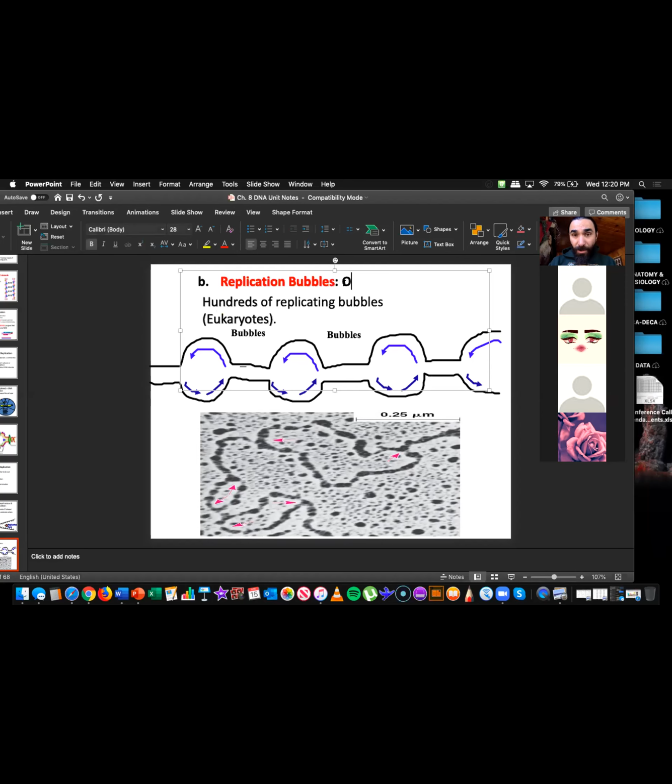Mm-hmm. I'll put it in code, in bold. Only codes for segments needed to do repair. Meaning we're not making all of the DNA at once. We're only making, oops, hold on.